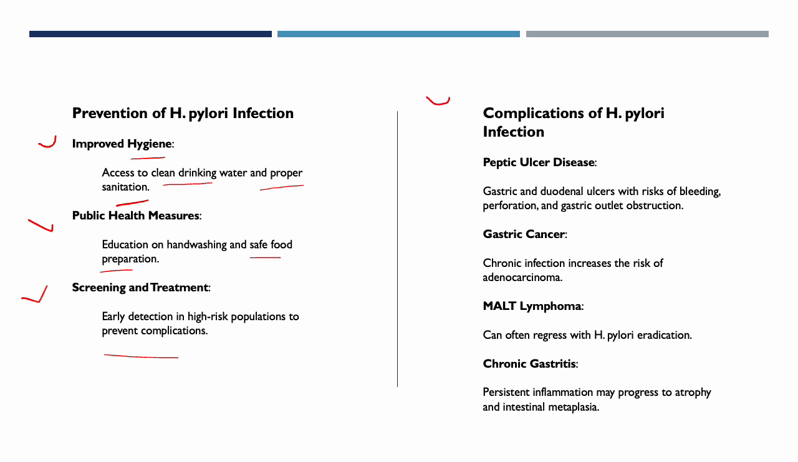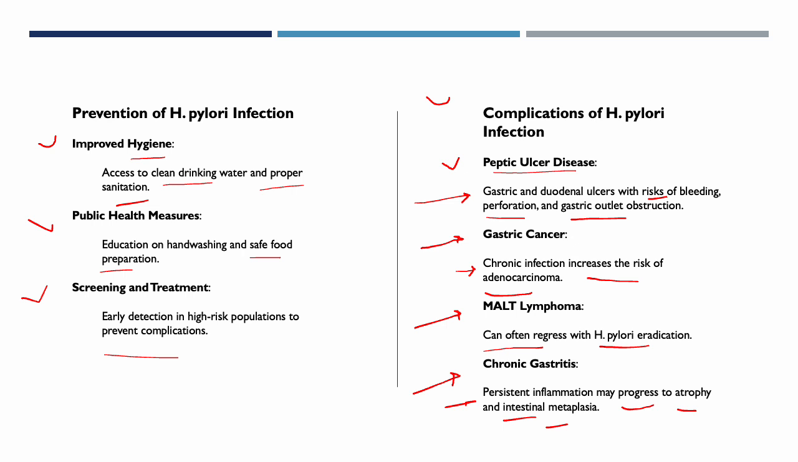What are some complications then of H. pylori? Well, we mentioned peptic ulcer disease, so gastric and duodenal ulcers with a risk of bleeding, risk of perforation, and gastric outlet obstruction. Further, gastric cancer, so chronic infection increases the risk of adenocarcinoma. MALT lymphoma can often regress with H. pylori eradication. And finally, chronic gastritis, so persistent inflammation, may progress to atrophy and intestinal metaplasia.